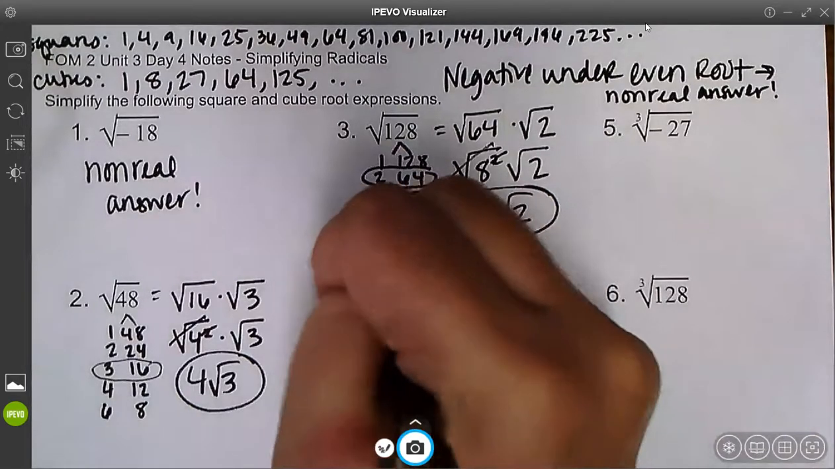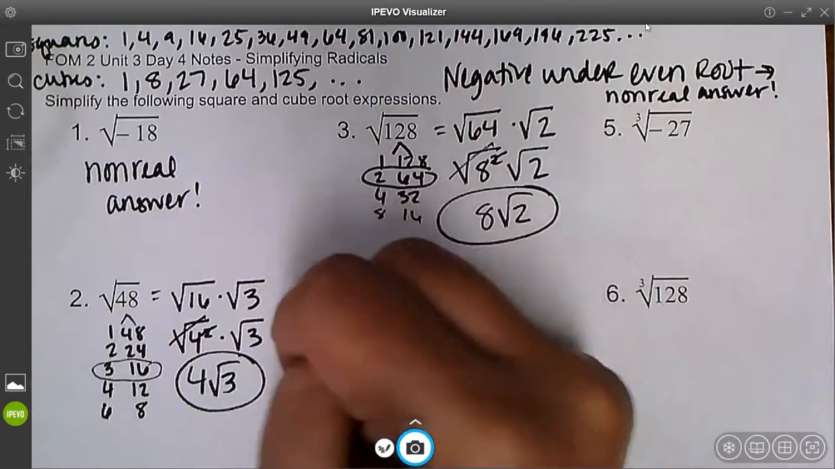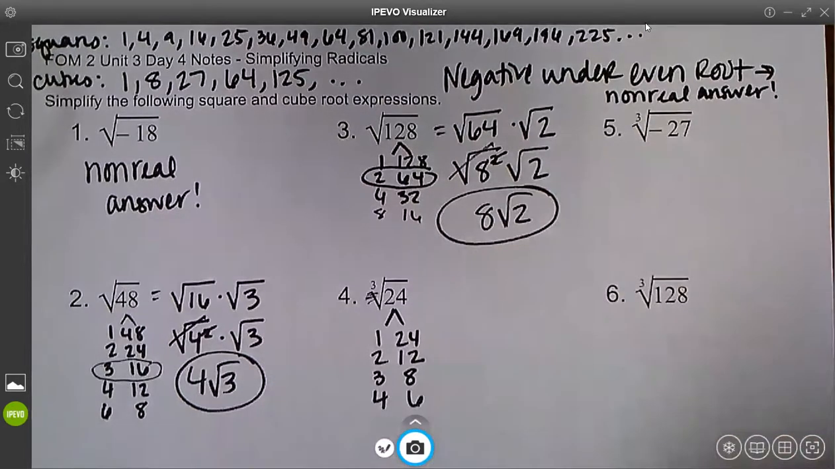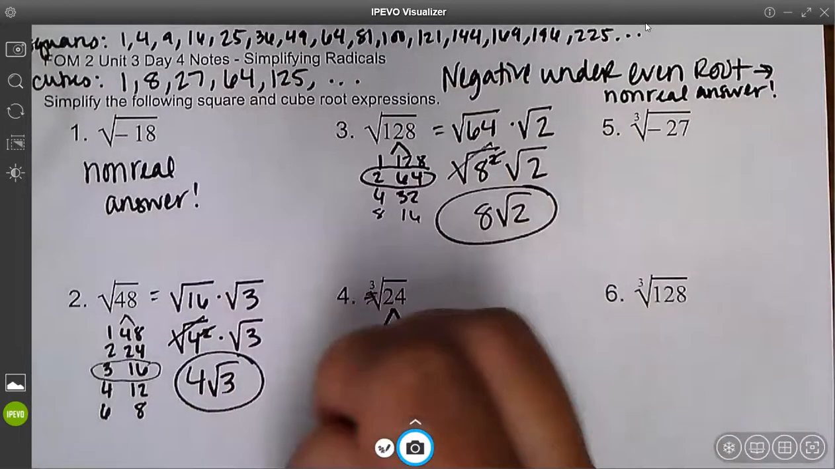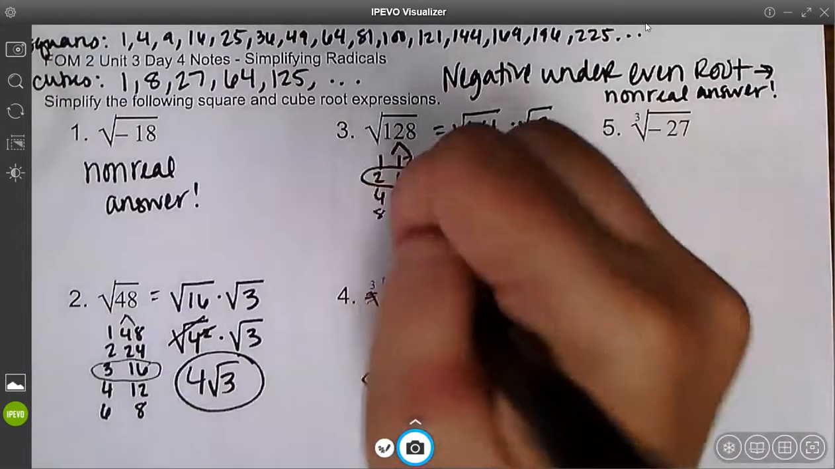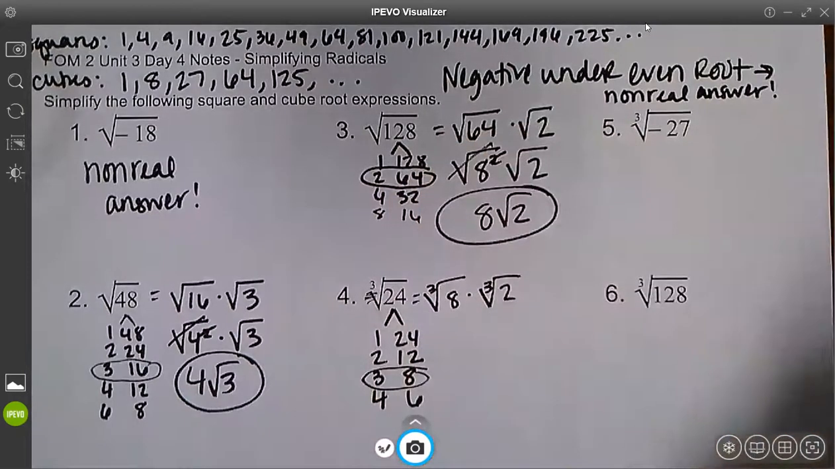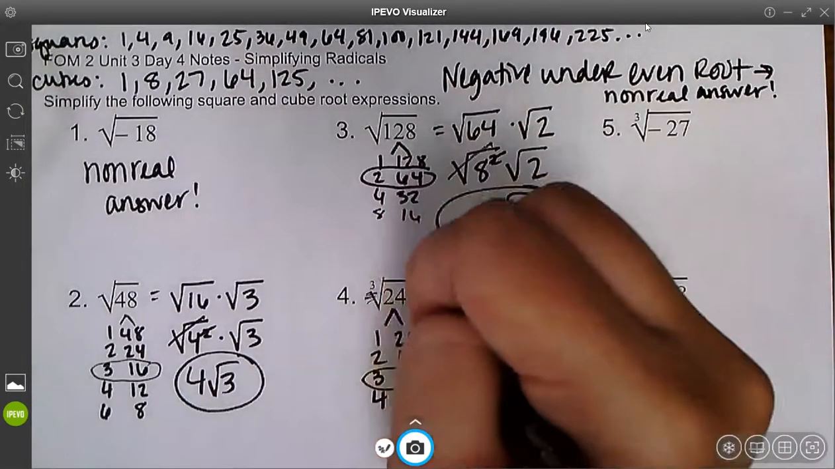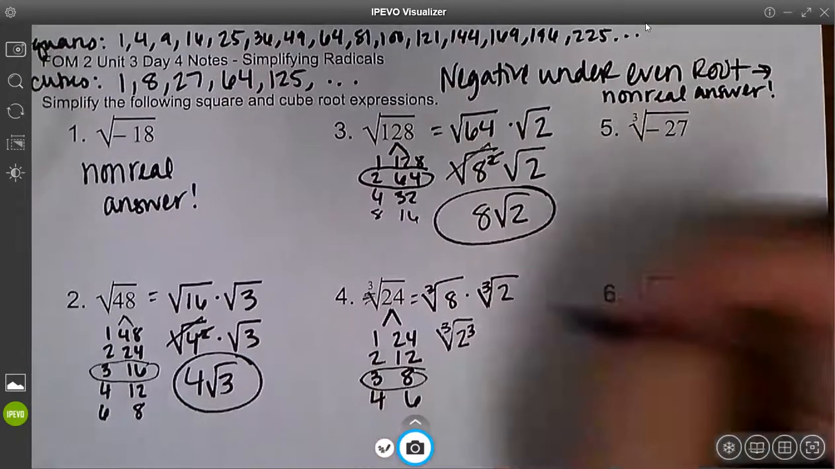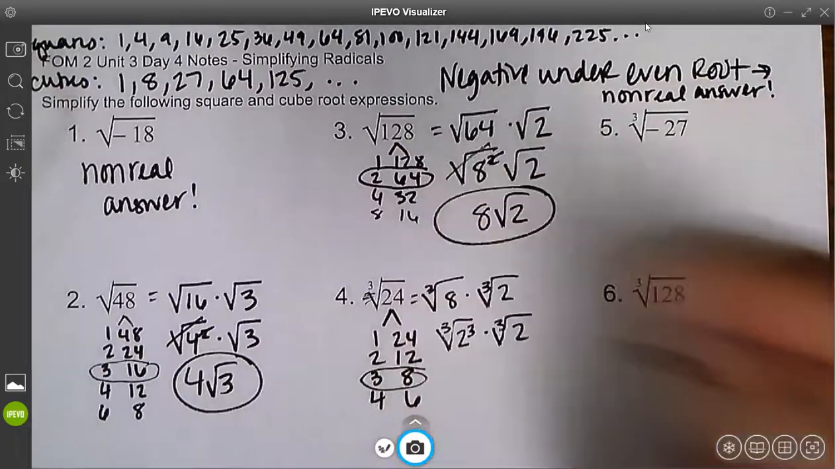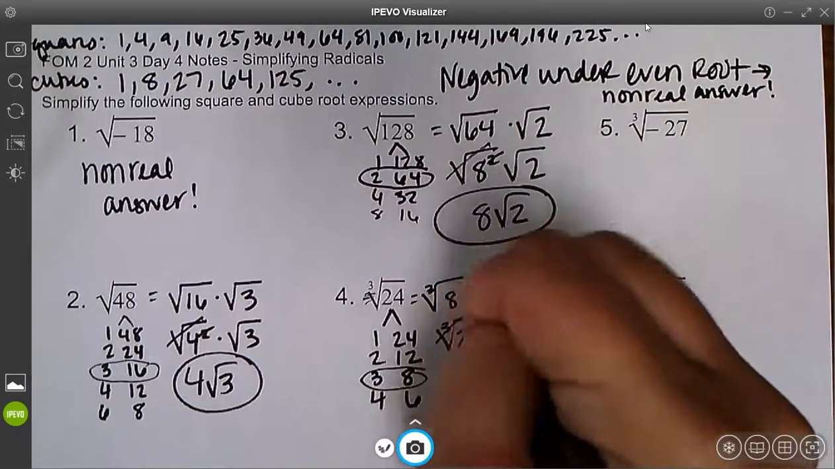So I have 1 and 24, 2 and 12, 3 and 8, 4 and 6. My biggest perfect cube is 8. So this is equal to the cube root of 8 times the cube root of 2. The cube root of 8, so that 8 is equal to 2 cubed, times the cube root of 2. The cube root and cube cancel, and you have 2 cube root of 2.